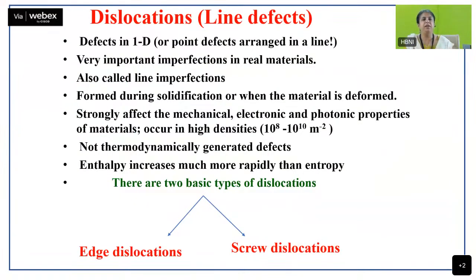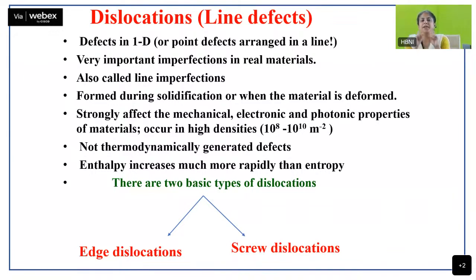So good evening, everybody. Today again, we'll continue with the topic that we left last time, that is defects. And more precisely, we left on what are one-dimensional or line defects. So all of us know by now that line defects are also called dislocations, okay?